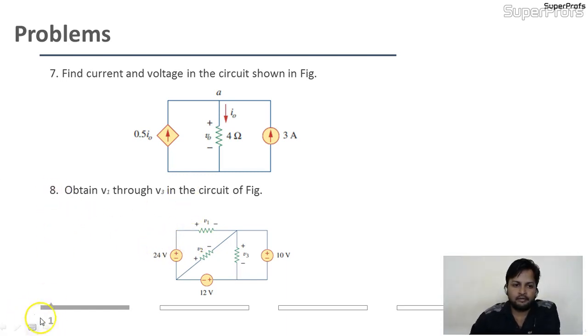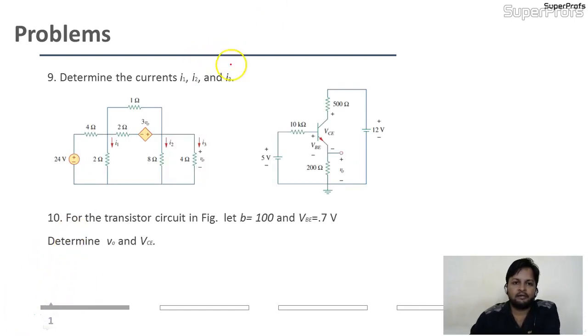So we have done this problem. It's a very easy problem, right? Come to the next one now. Determine the currents I1, I2 and I3 in this circuit. Now I think it's easy for you people to find out, right? So this one is for you.